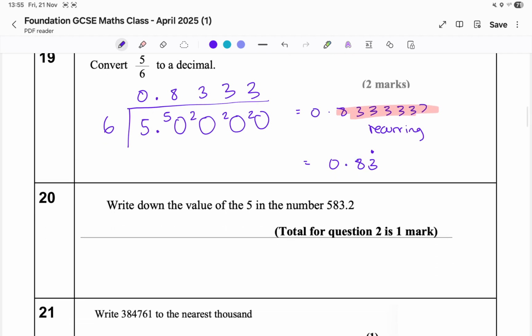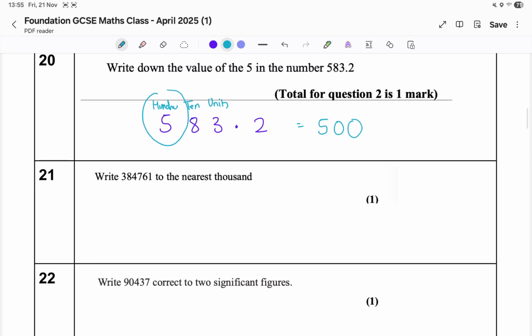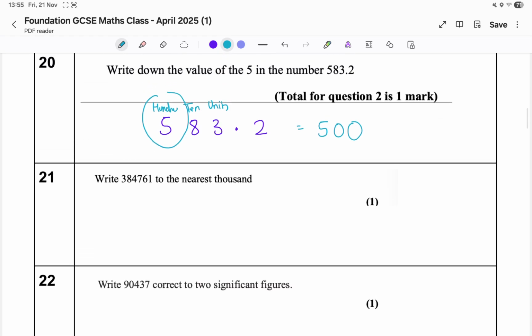So continuing on from the next question, write down the value of the 5 in the number 583.2. So it's place value. So if I write down 583.2: units, tens, hundreds. So the value of 5 is 500. 8 would be 80, tens. 3 would just be 3 units.